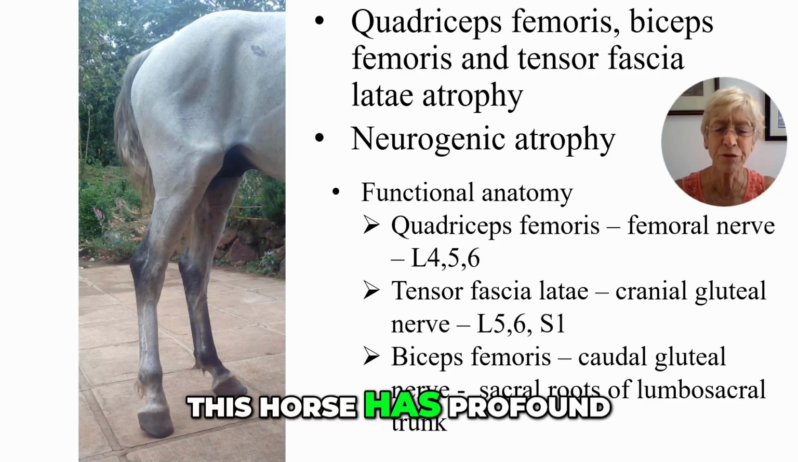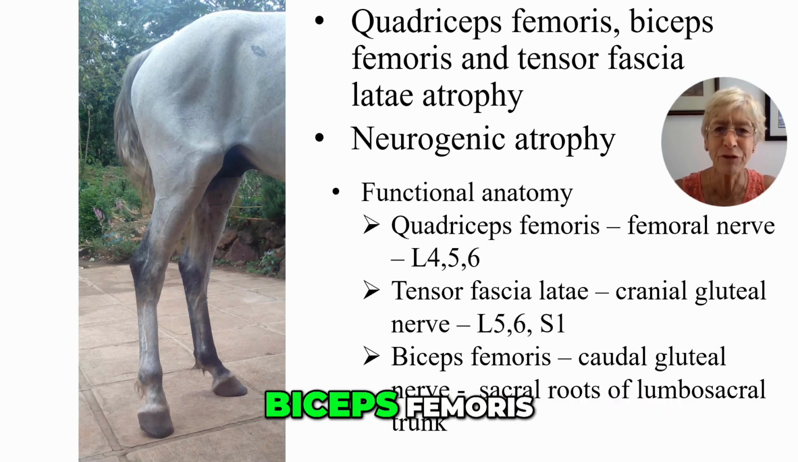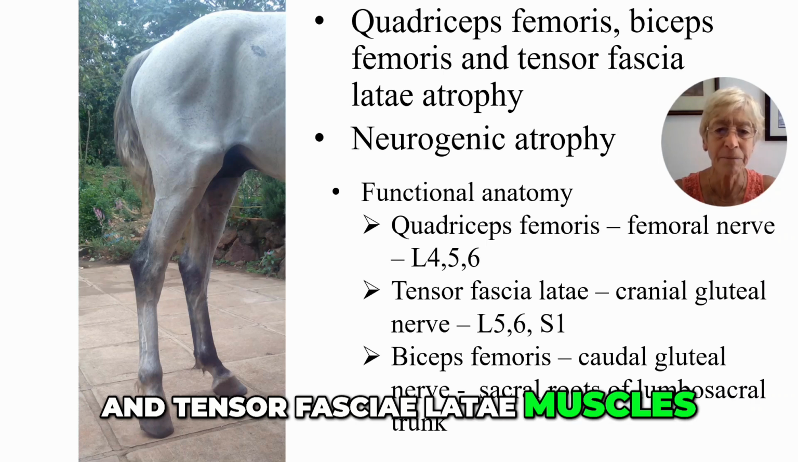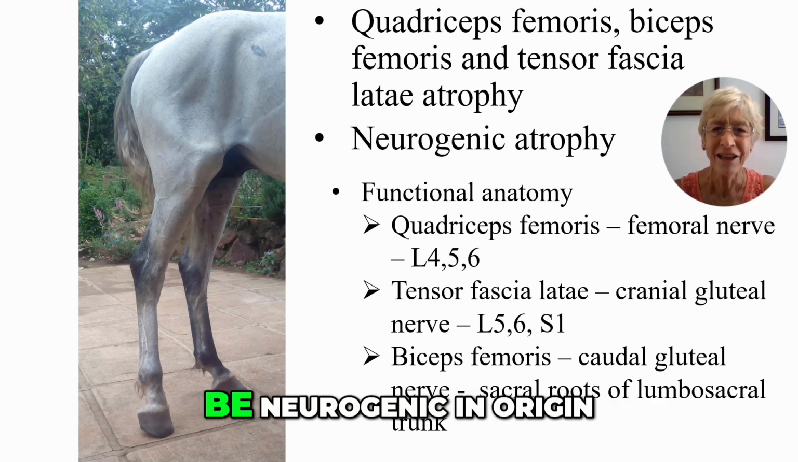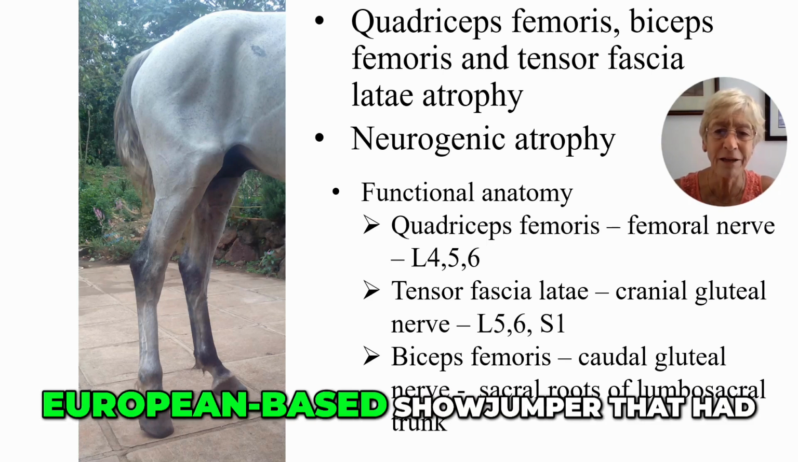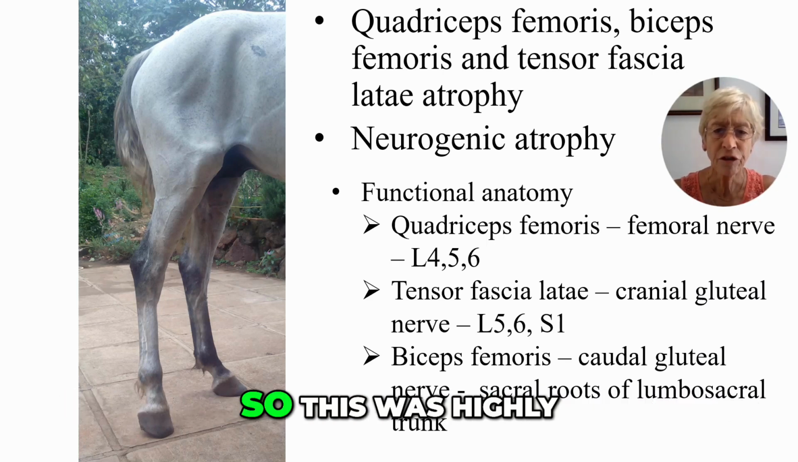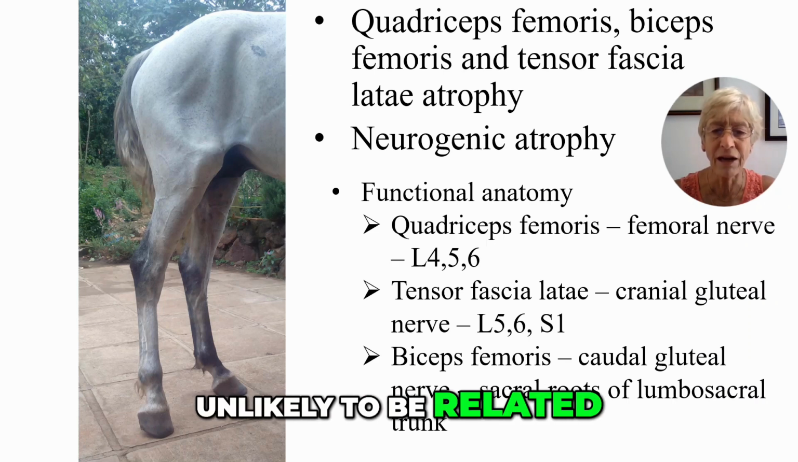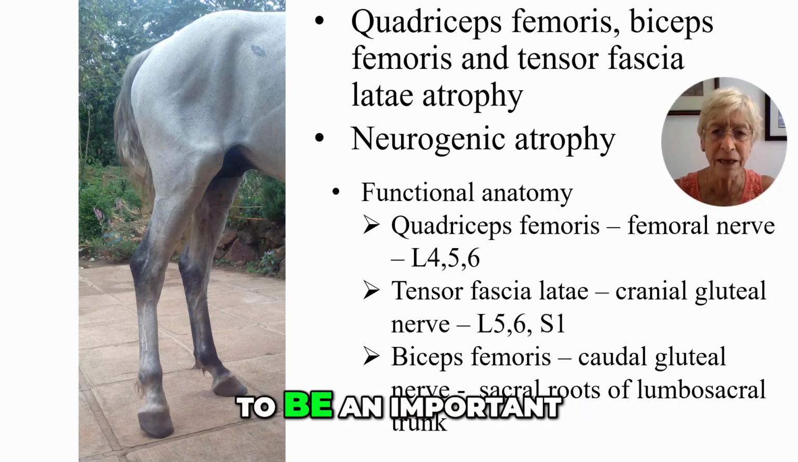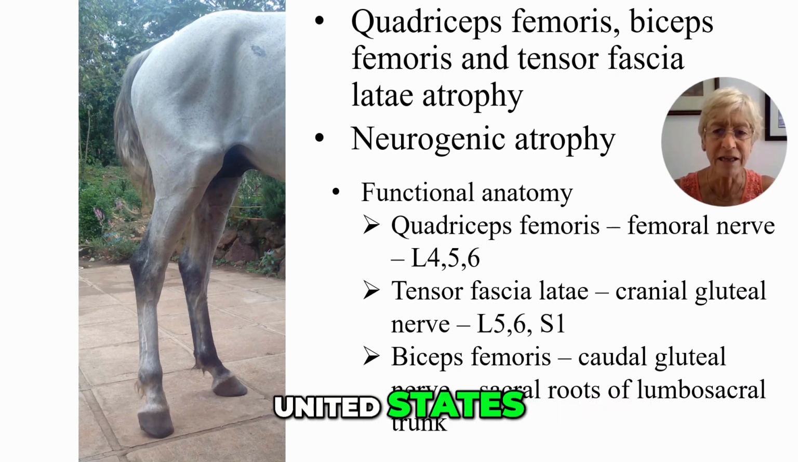This horse has profound atrophy of the quadriceps femoris, biceps femoris, and tensor fasciae latae muscles. This was determined to be neurogenic in origin. The horse is a European-based show jumper that had never been to North America, so this was highly unlikely to be related to equine protozoal myelitis, although this would have to be an important differential diagnosis in the United States.